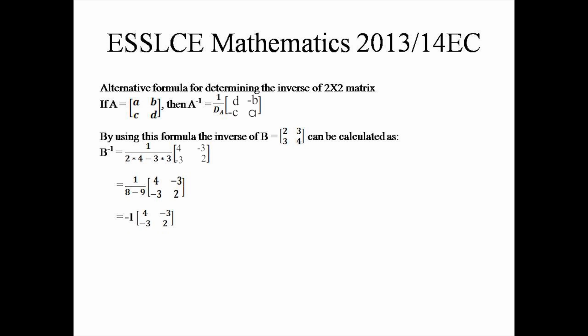second row elements negative 3, 2, which is equal to negative 1 times 4 is negative 4, negative 1 times negative 3 is 3, negative 1 times negative 3 is 3, negative 1 times 2 is negative 2. The answer is choice D again.